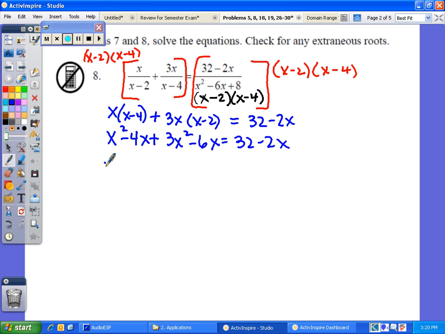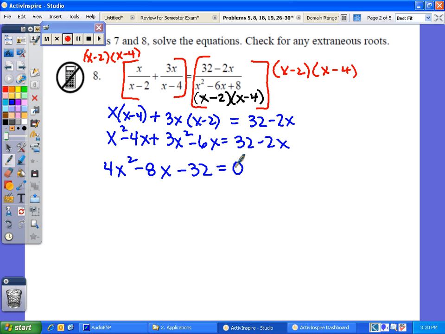We have two x squared terms, which give me 4x squared. Then I have negative 6x and negative 4x, which gives me a negative 10x, and I'll add 2x to that, which gives me a negative 8x. And I have one constant term, the 32. When I bring it to the left, I have a negative 32, and now all of that equals 0.